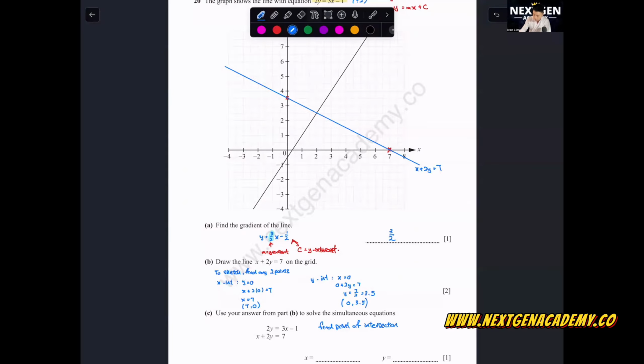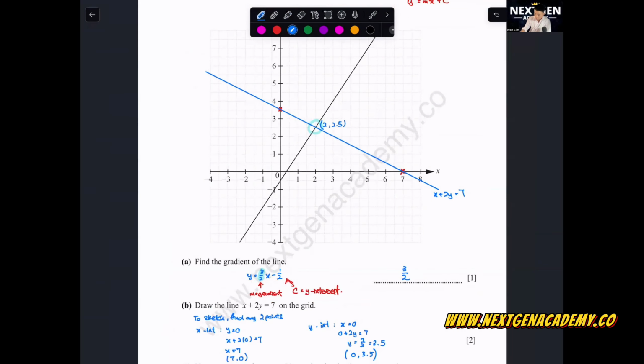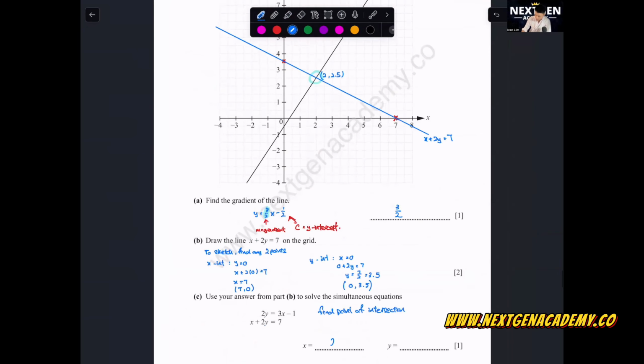So I want you all to go to the graph. Here, what is this point? 2 and 2.5. Don't need to do any working over here. We just write 2 and 2.5. Don't need to do elimination or substitution over here.